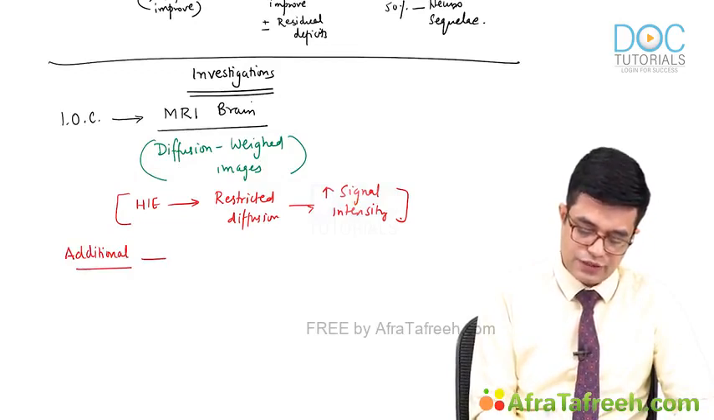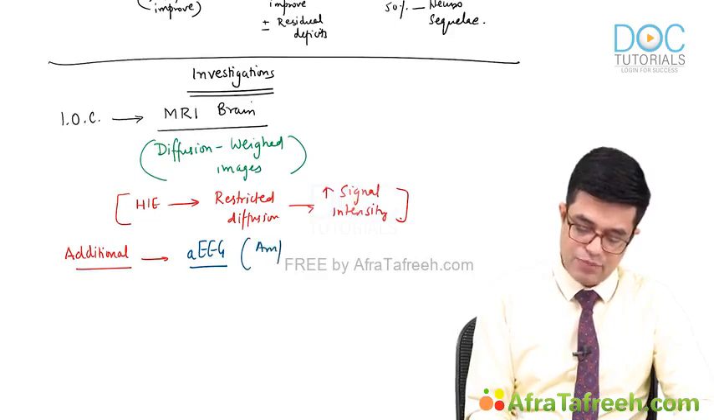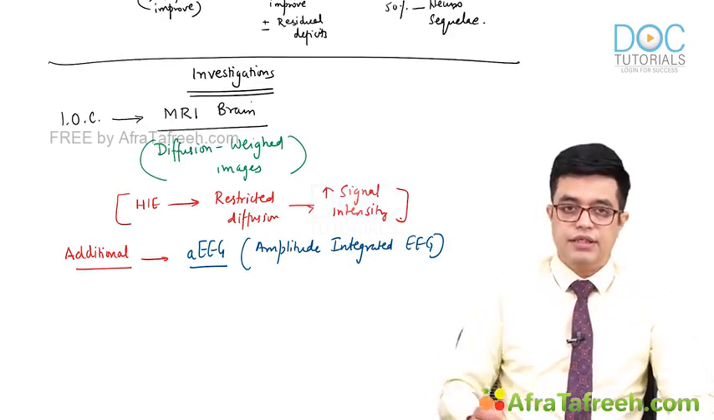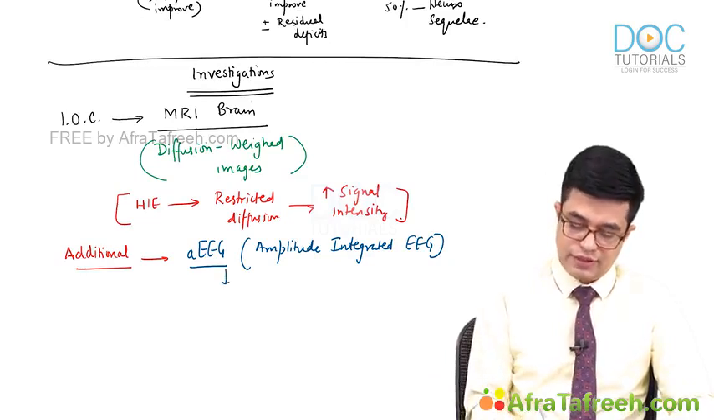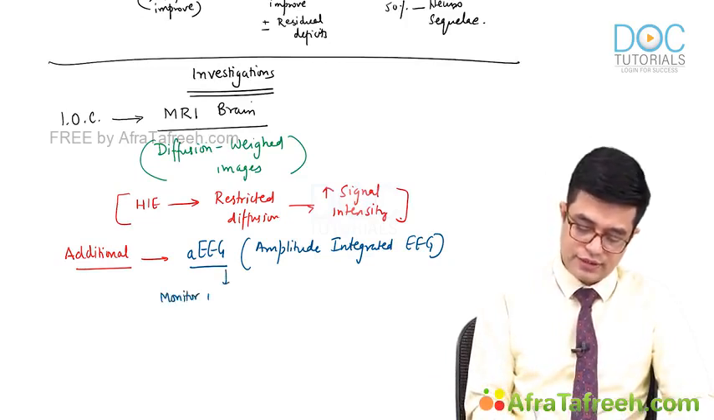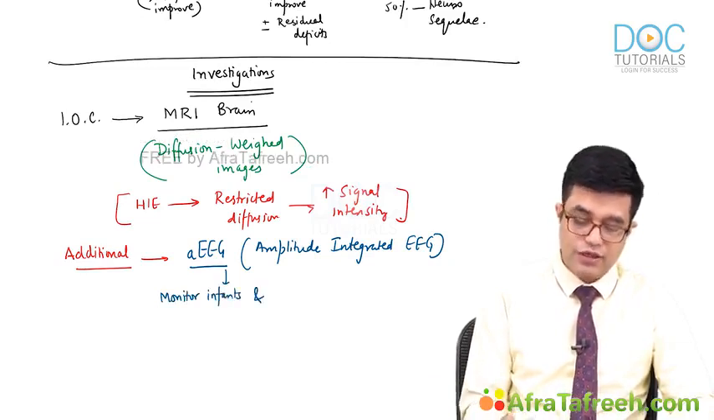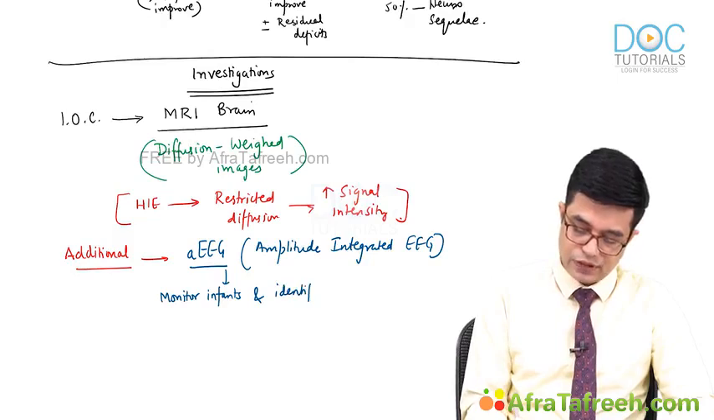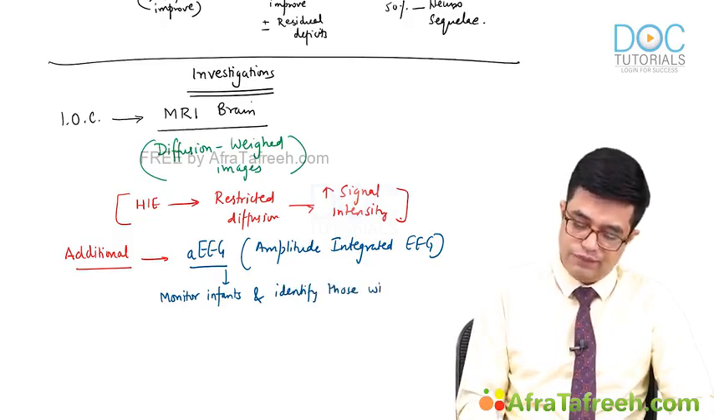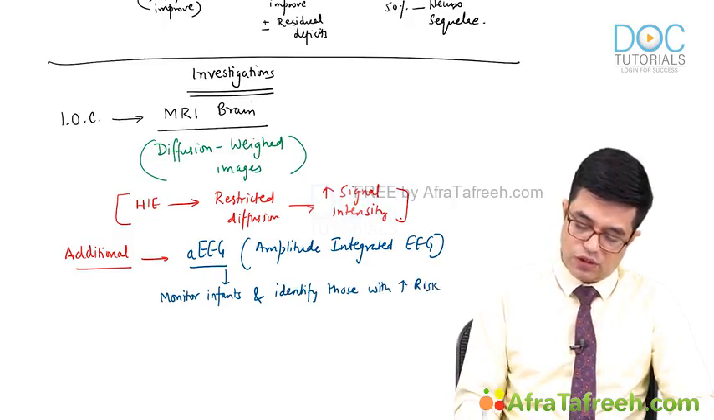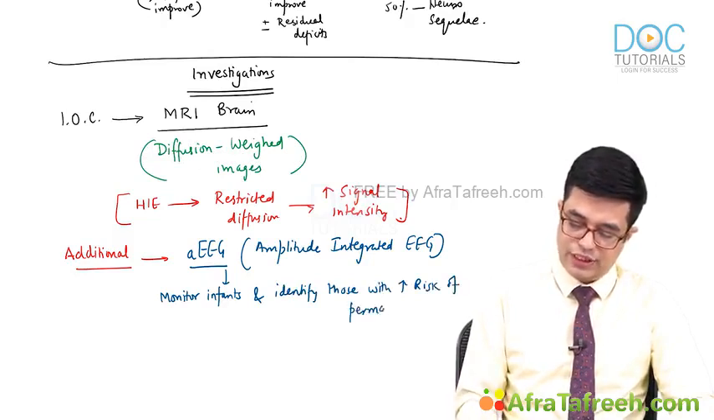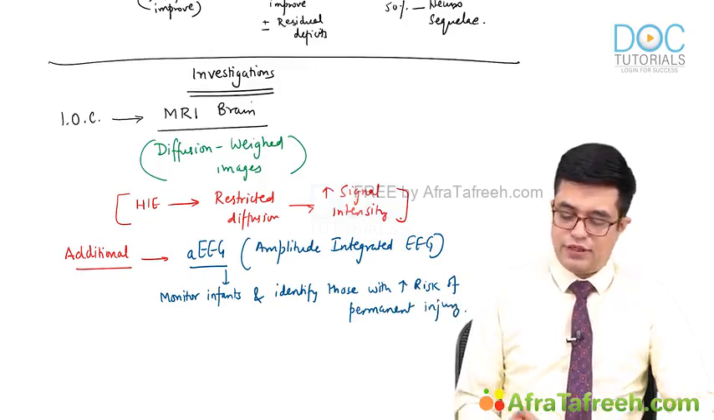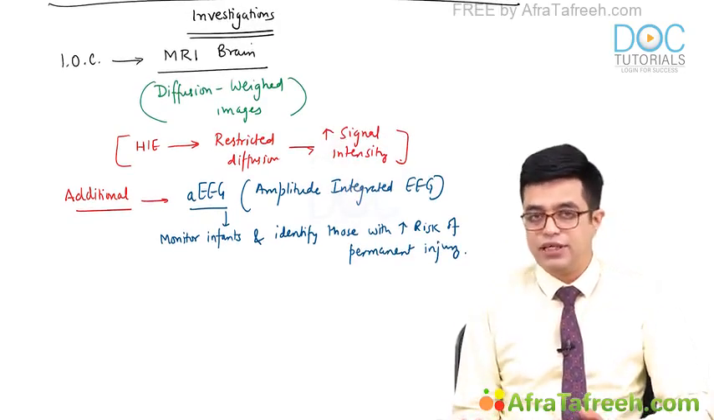There is a new investigation which is being done these days. We call it aEEG. aEEG stands for Amplitude Integrated Electroencephalogram. Amplitude integrated EEG is useful to monitor the infants with HIE and to identify those with increased risk of permanent neonatal injury later in life. So it is useful in monitoring and risk assessment in the newborn.